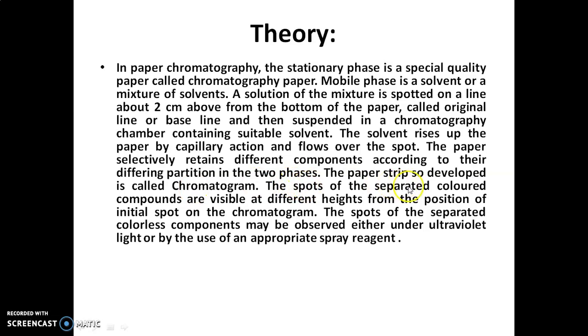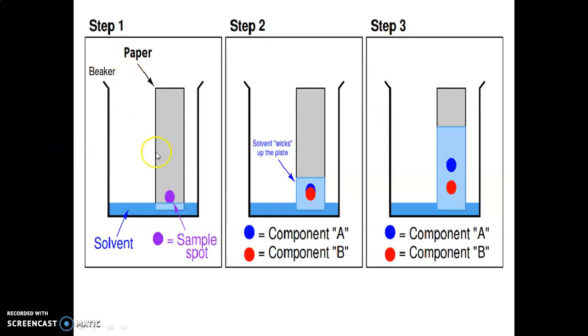The spots of the separated colored compounds are visible at different heights from the position of the initial spot on the chromatogram. The spots of the separated colorless compounds may be observed either under ultraviolet light or by use of an appropriate spray reagent. What does this mean? In paper chromatography, first we are taking high quality paper. This paper contains water. This water will act as the stationary phase.